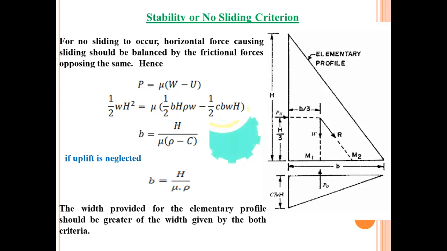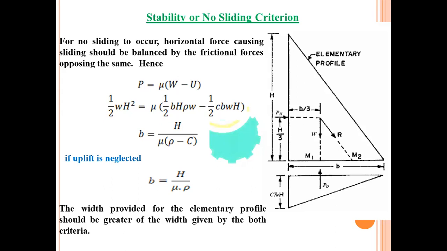So where water pressure, half W H square, equals mu into half B H rho W minus half C B W H. In this, small w is cancelling by taking common. Next, what will cancel?